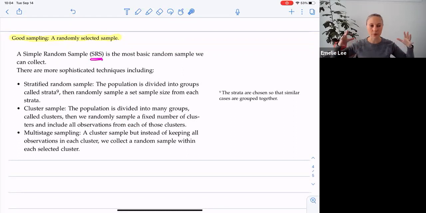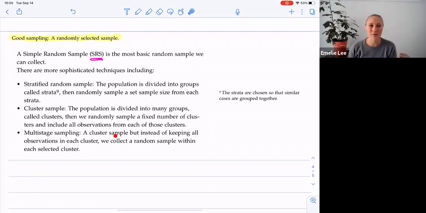So we separate, it's easier to talk about the college. So we separate everyone into their own program, assuming that you're in some sort of declared program. And then we randomly select maybe 10 of those programs. And then everyone in those programs that were selected would be part of our sample. That's cluster sampling. And then multi-stage sampling is if you want to take it one step further.